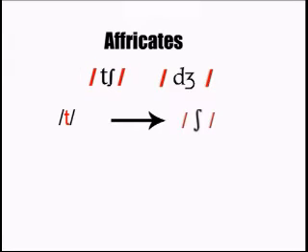Each of these two sounds consists of two elements. The first is a stop, t and d, and the second is a fricative, sh and zh. The articulation of ch starts like that of t and ends like that of sh. Thus, ch is a voiceless affricate.